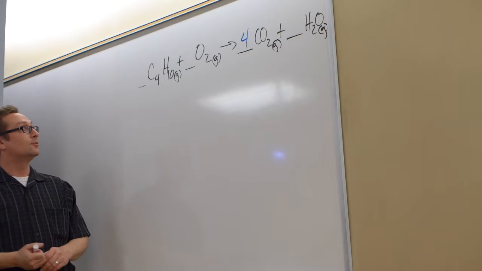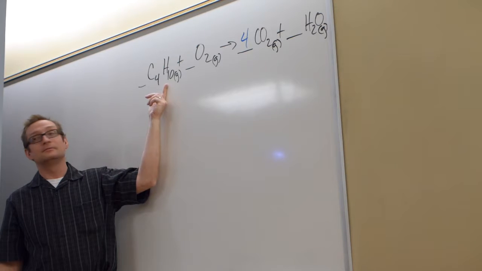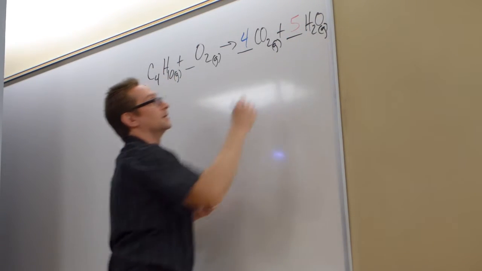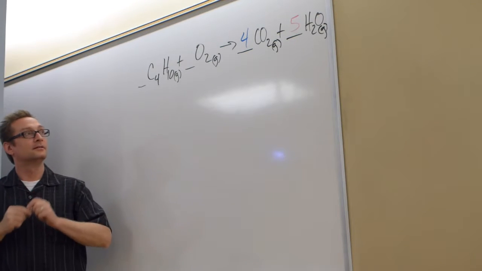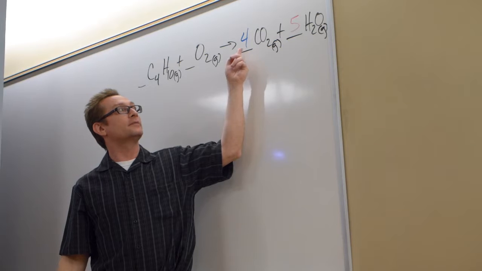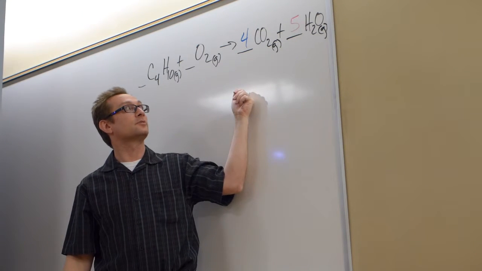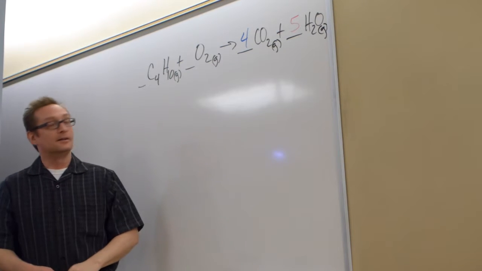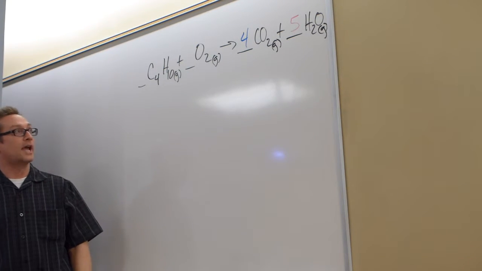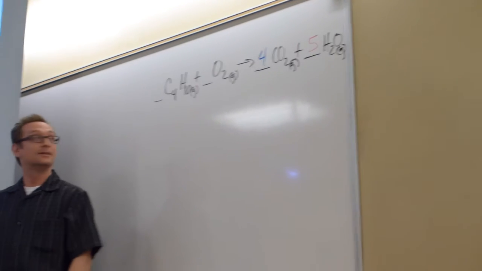And then what about, let's see, next is hydrogen. We got 10 here, so we need to put a 5 in front of the water. So remember, the coefficient applies to everything in front of it, of that particular reactant or product. Okay, so now here comes the slightly trickier part. We have our carbon, we have our hydrogen, those are balanced. Last thing is the oxygen.